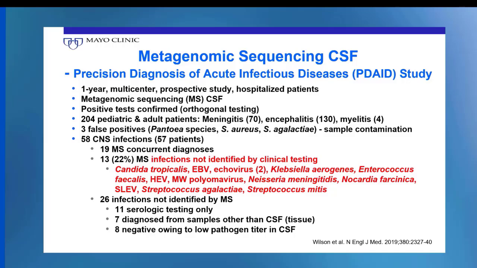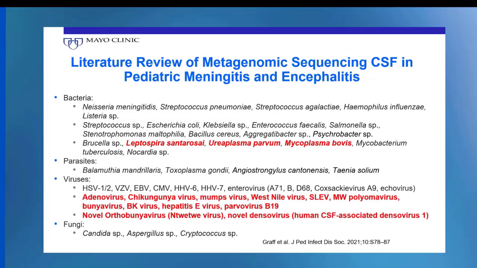Seven were diagnosed from samples other than cerebrospinal fluid. So imagine that the organism, for example, is present in brain tissue, but not so much in the cerebrospinal fluid. Well, that makes sense. And then 8 were negative owing to low pathogen titer in cerebrospinal fluid. And how did they know that? Because they could see the nucleic acids of the pathogen in the test, but it was below what they would call positive for the particular test.